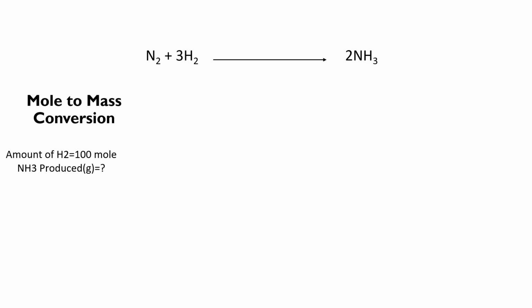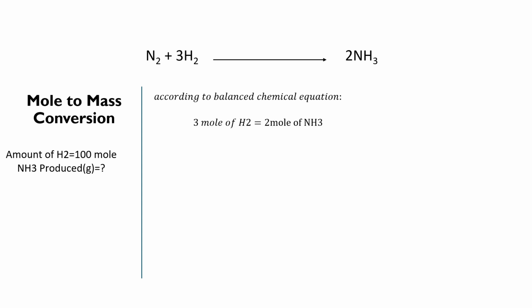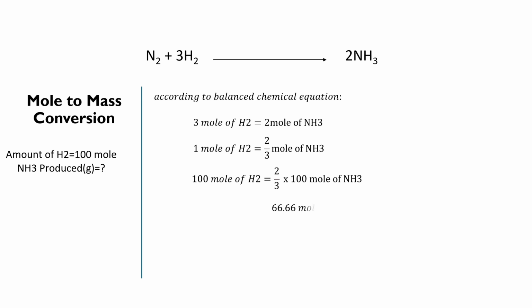Now let's look at the other conversion, that is mole to mass conversion. Again, the amount of hydrogen that we are given is 100 moles and we have to calculate ammonia produced in grams. Hydrogen is given in moles and we have to calculate the amount of ammonia produced in grams. So how would we do that? This is similar to the calculation we did earlier. 3 moles of hydrogen gives us 2 moles of ammonia, 1 mole of hydrogen gives us 2/3 moles of ammonia, and 100 moles would give us 2/3 times 100 moles, and finally we get 66.6 moles of ammonia. But we have to calculate ammonia in grams, not in moles. Finally we will convert these 66.66 moles into grams.